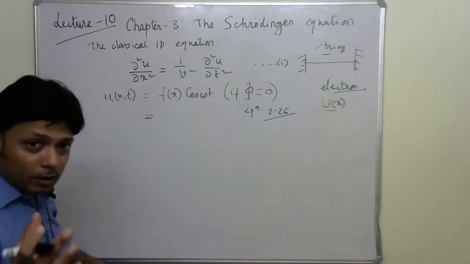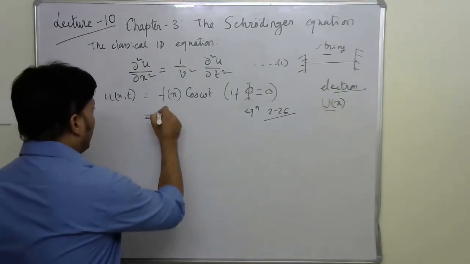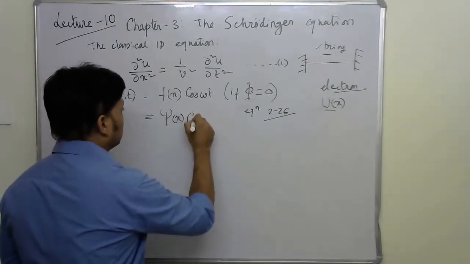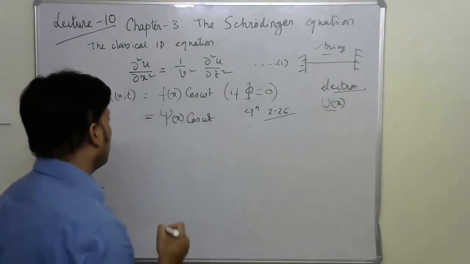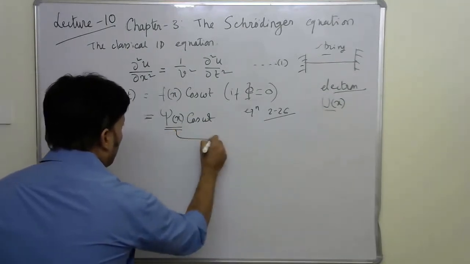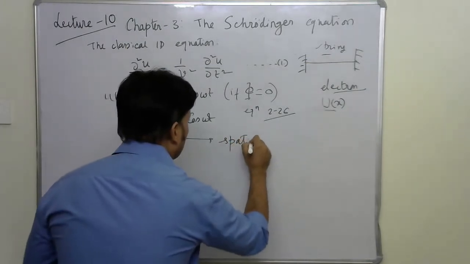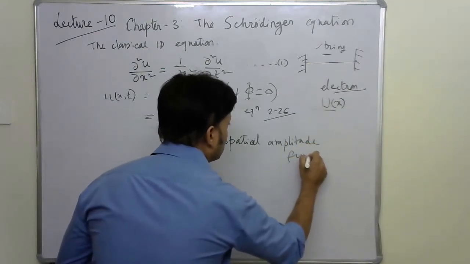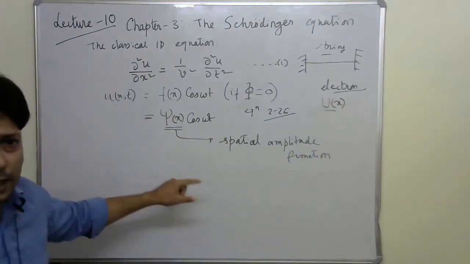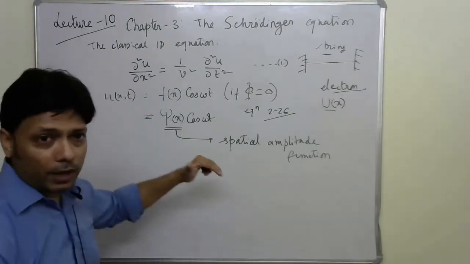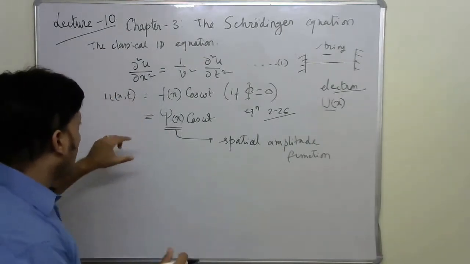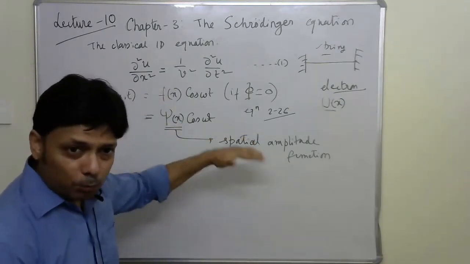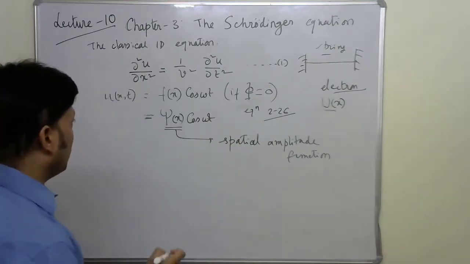If we extend that for an electron, we can make this function of x the psi of x, and cos omega t. This psi x part we call the spatial amplitude function. As you can see, we have deliberately made it independent of time t. It is only a function of x. That means the amplitude function of an electron varies only with the position and not with the time.